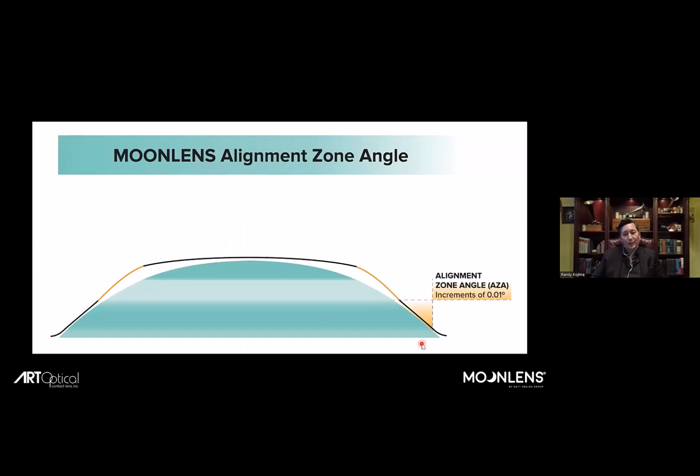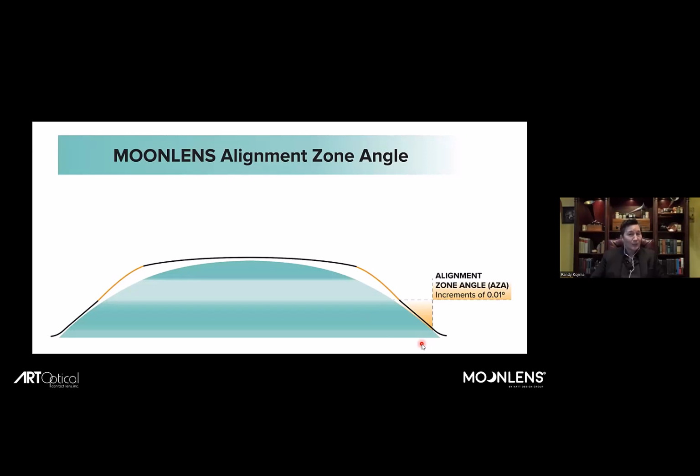Now, the next zone out in the lens and the next zone that we're concerned with is the alignment zone angle, or AZA. And the principal function of this zone is to provide the centration, the edge lift, the comfort, the ability to remove it, and a healthy lens to surface relationship, a healthy response. In my mind, and Bruce might agree with me, the alignment zone is maybe the most important part of the orthokeratology lens and certainly of the Moon lens.